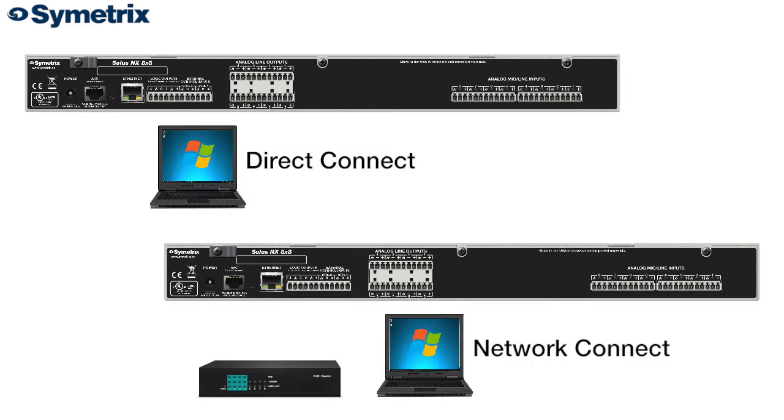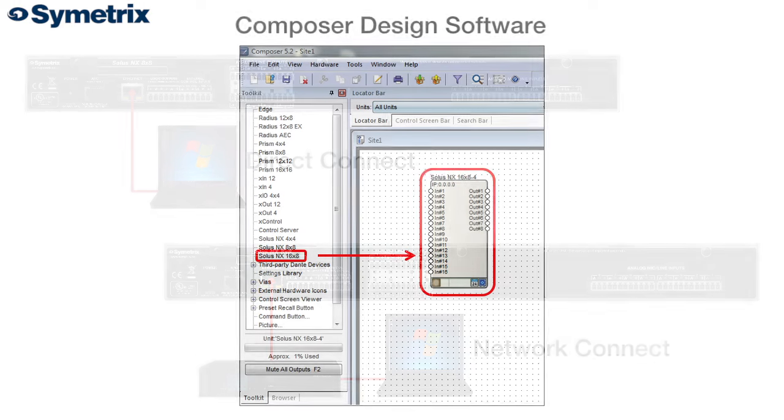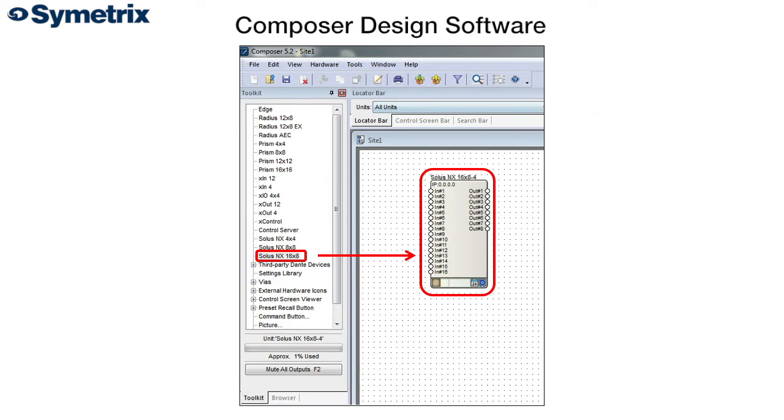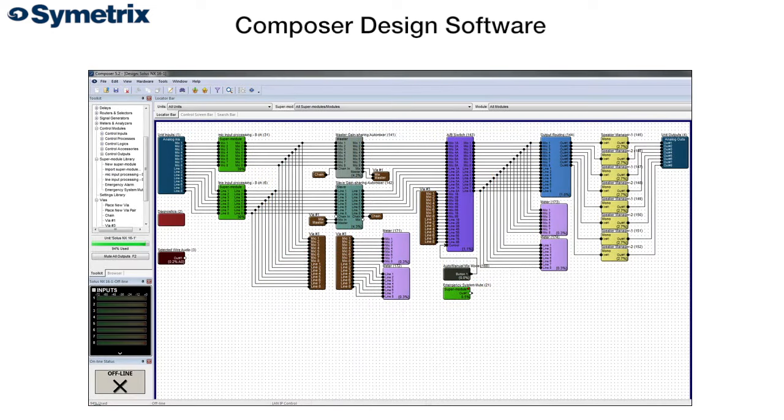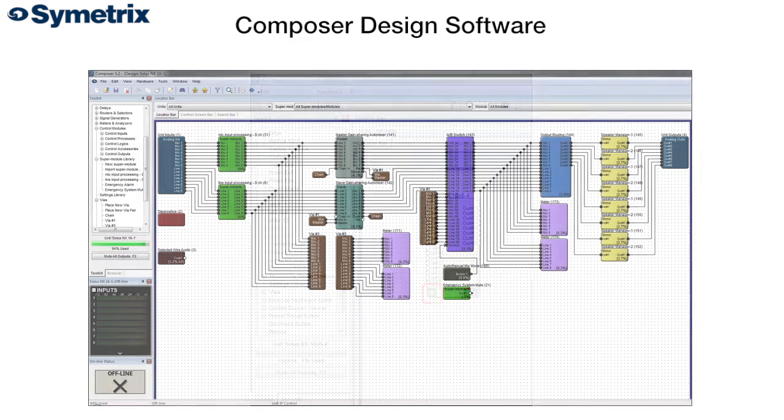The Solux NX series is programmed as are SYMETRIX Radius, Prism, and Edge DSPs using Composer. The Ethernet port of the Solux NX is connected to a Windows PC using either a direct or network connection. The brief programming overview that follows assumes a network connection. Once Composer has been launched, a Solux NX is dragged onto the Site View frame. The Design View frame, where DSP modules and routings are added, is opened by double-clicking the Solux NX.